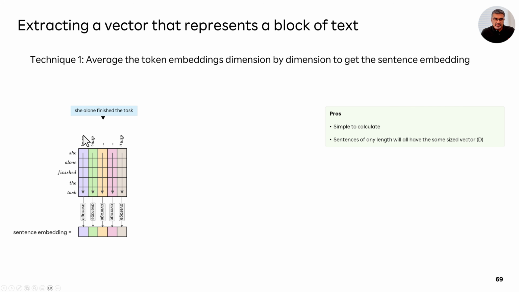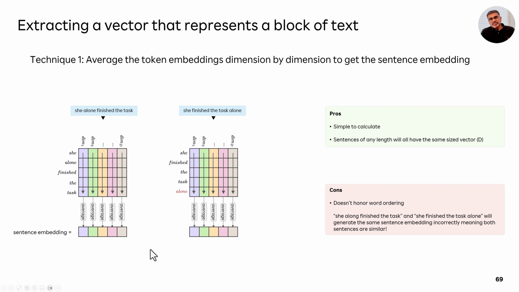Take dimension one: across all the tokens you average it out, and then store that for that dimension for that sentence. Go to dimension two, average it out, and so on. So you construct it this way. Now, the problem with this is if I change the word order, say from "she alone finished the task" to "she finished the task alone," we know these two sentences do not mean the same thing, although they share 100% of the tokens. Their meaning is semantically very different, correct? But when you average the same dimension across all the tokens, the average would be the same because averaging does not care about the ordering of the words. So this strategy will not work.